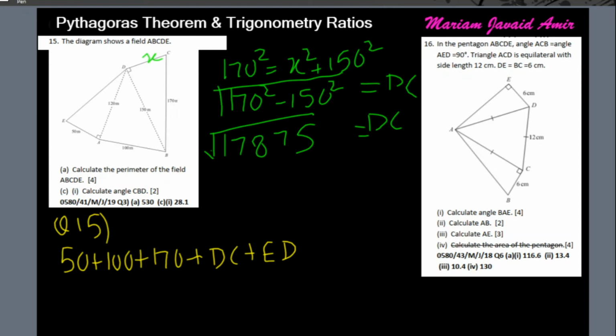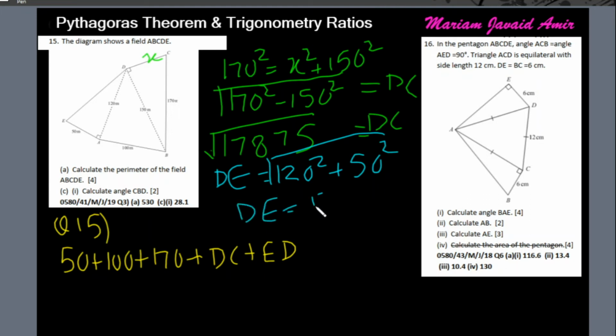Next I need DE. For DE, I'll use Pythagoras theorem again. 120 square plus 50 square under root, so 120 square plus 50 square under root, answer 130. So now let's add all of these.